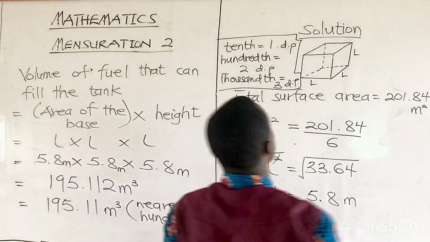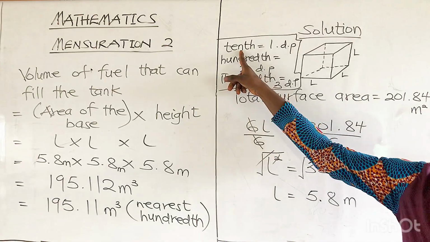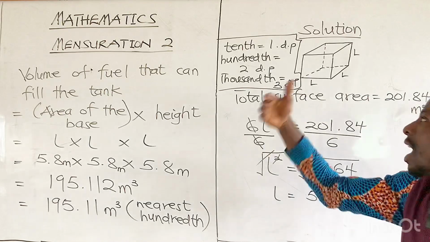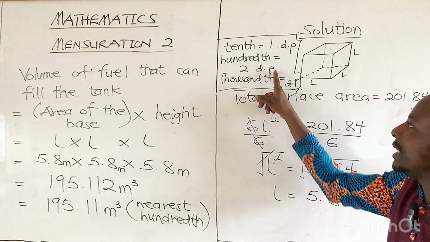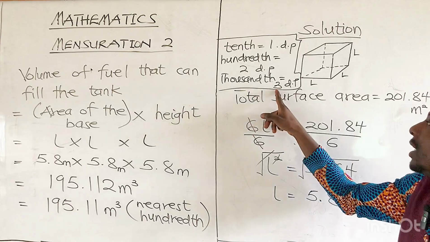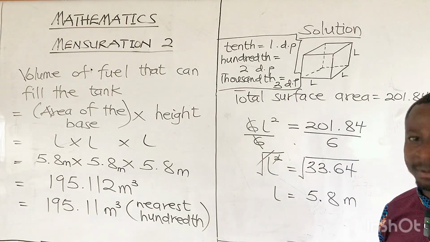So viewers, anytime a question asks you to correct to the nearest tenth, it means 1 decimal place, to the nearest hundredth, 2 decimal places, to the nearest thousandth, 3 decimal places. So you can bear that in mind.